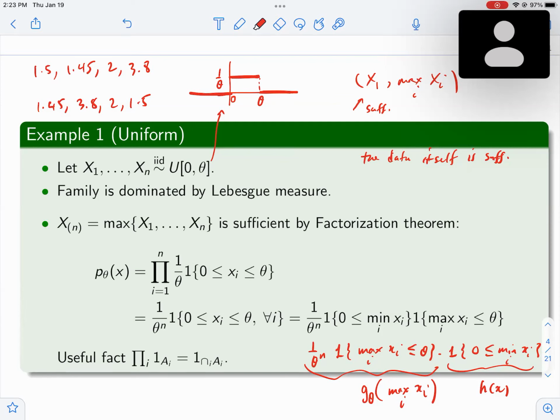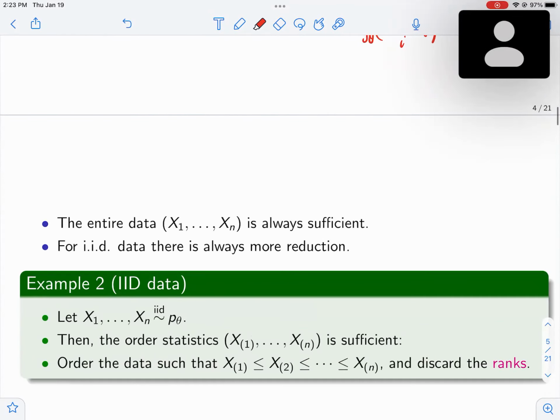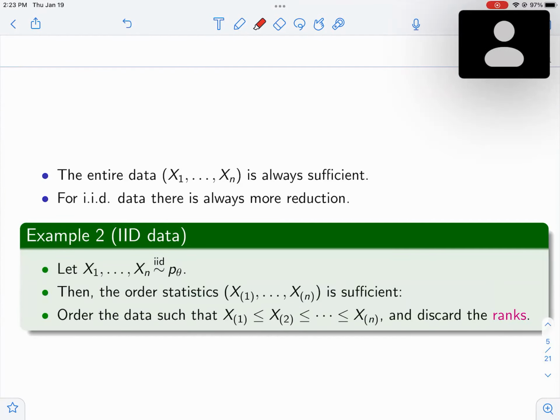Good. Any other questions? Let's see what is next. Okay, next is exactly what we talked about. So the entire data is always sufficient. In the IID case, there's always more reduction. So formally, you can take the order statistic.